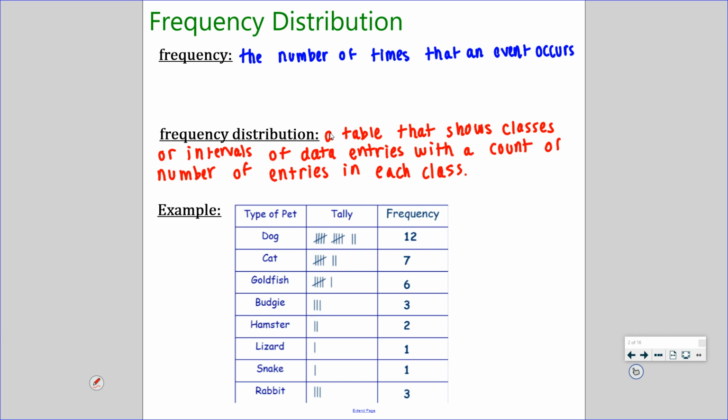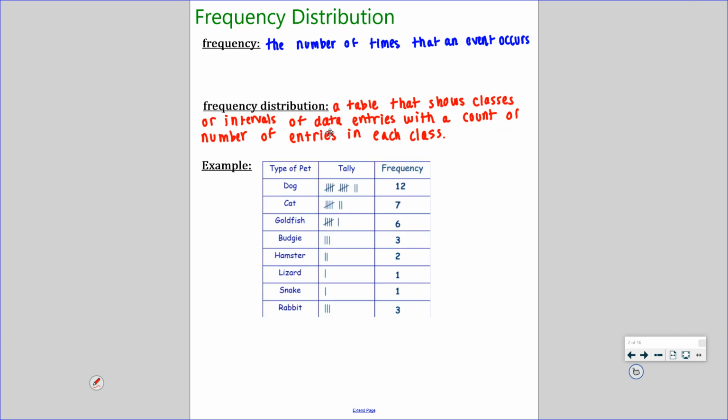Not numerically in this example, but in general, a frequency distribution should total the number of people that you surveyed, right? Yeah, that's what I meant. So this should total your sample size.